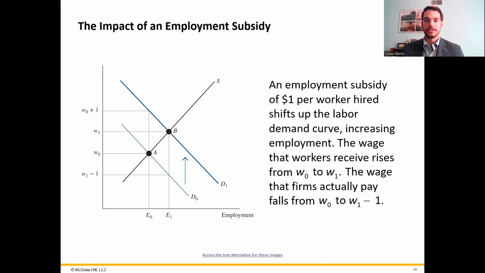Your textbook gives an example with actual elasticities, and they put together an equation to figure it out. The math isn't really important, but what I want you to recognize is that the firm will gain by paying lower wages than before the subsidy, and the worker will gain from receiving higher wages than before, just the same as what we saw with the payroll tax.